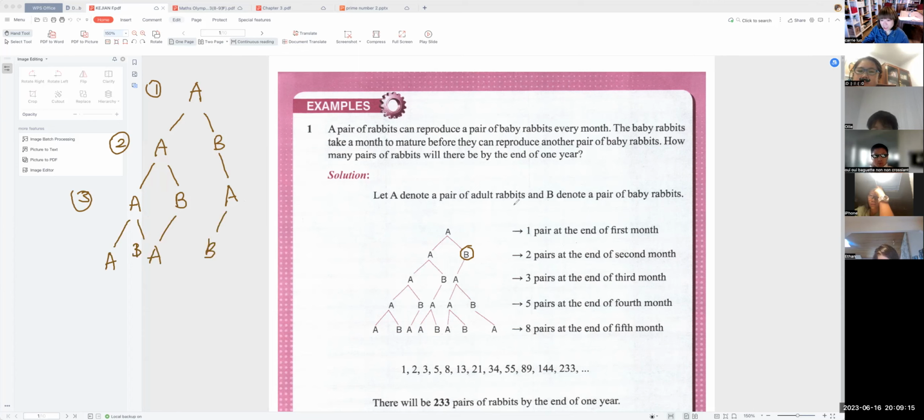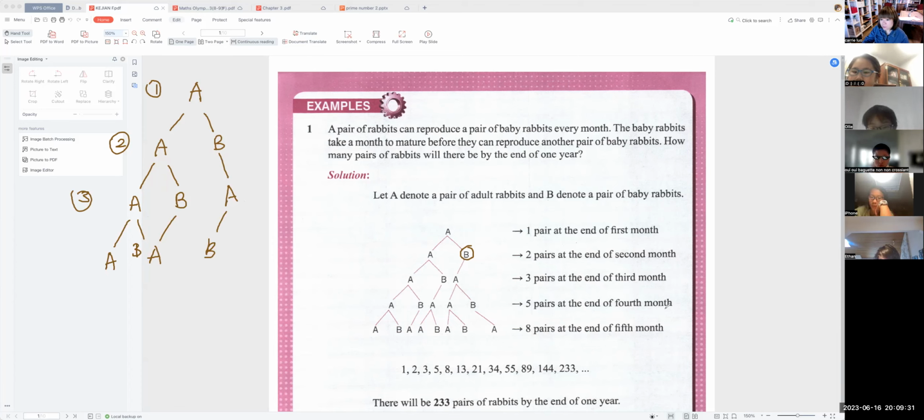So they're going to be huge. The first pair at the first month, and at the second month, they already have two pairs of rabbits, right? And in the third month, they are going to be three pairs.